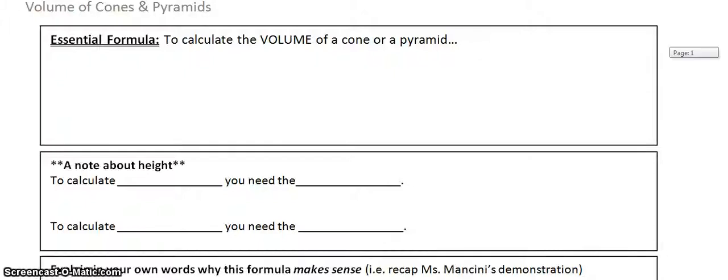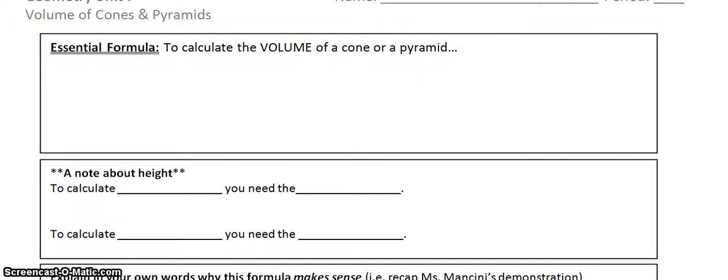The goal of this video is to learn how to compute the volume of cones and pyramids. We already learned how to calculate the volume of prisms and cylinders, so we're going to relate all the volume of cones and pyramids to that.